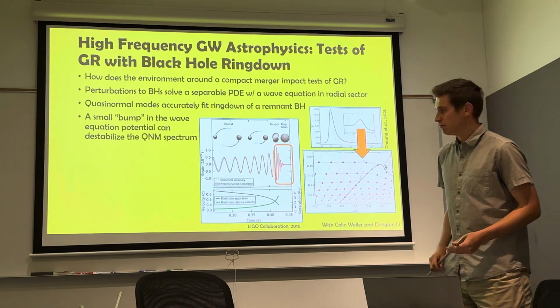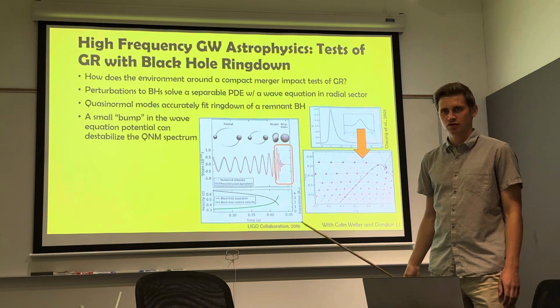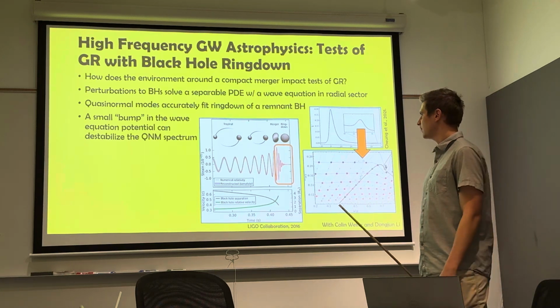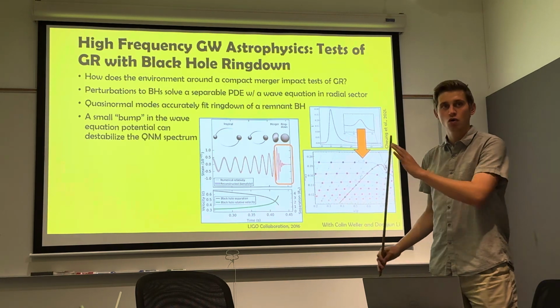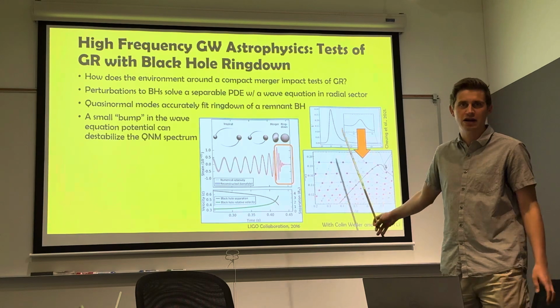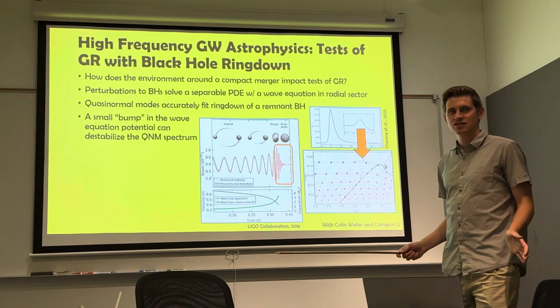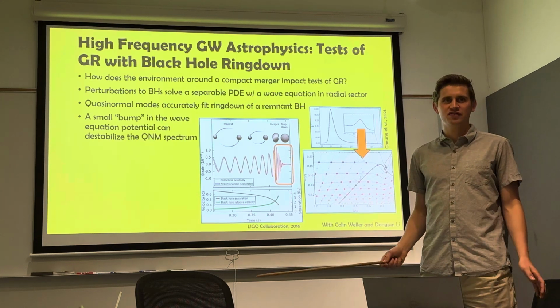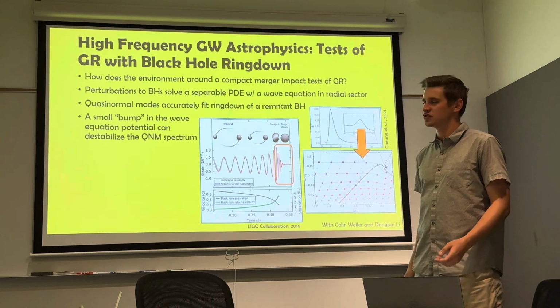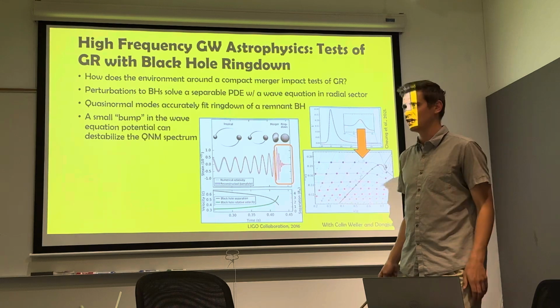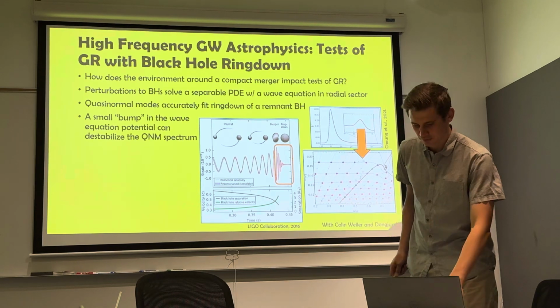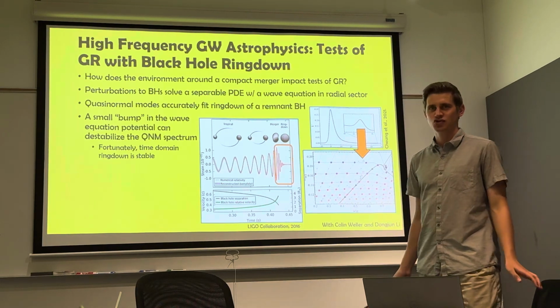Now, these original results were a little concerning because, if your QNM frequencies are totally unstable to some very small perturbation that can be very far from the black hole, how can you expect to perform these tests of GR with these waveforms without a complete understanding of the entire environment around the black hole? Fortunately, the story is not so sad.